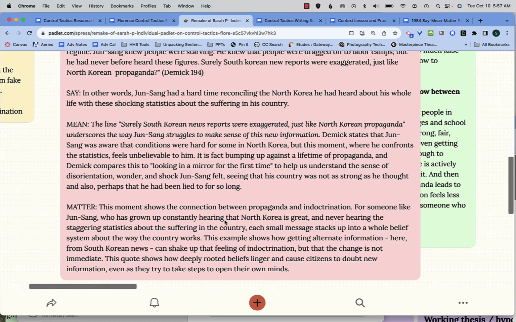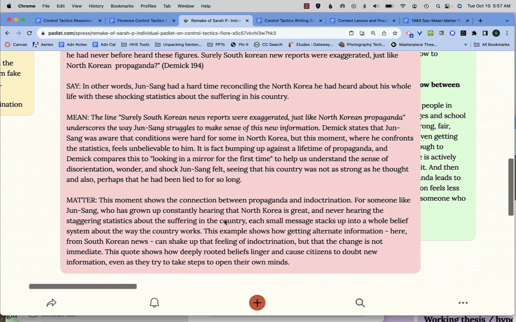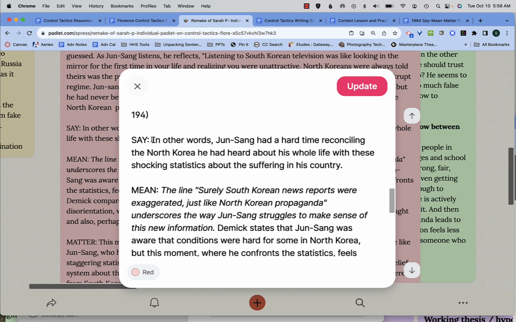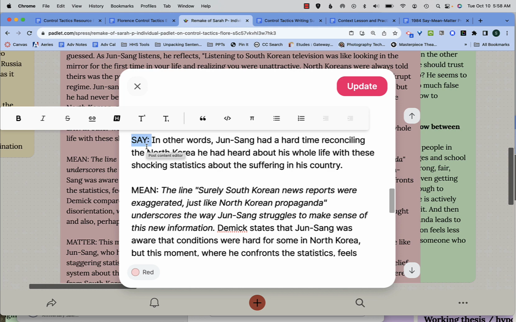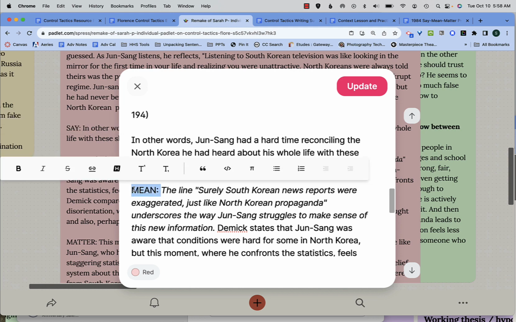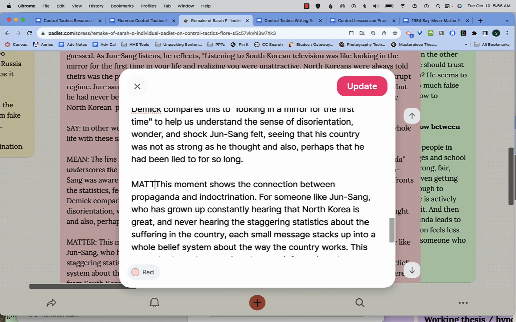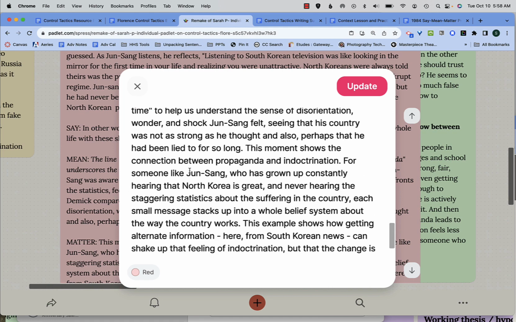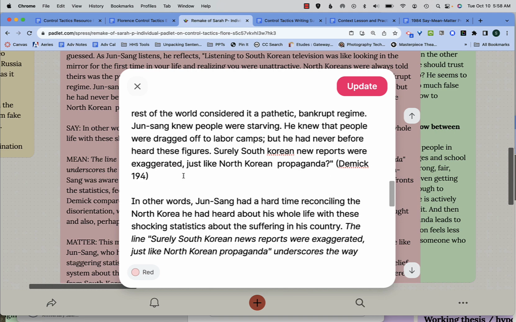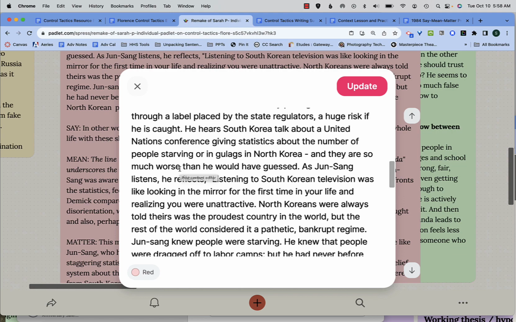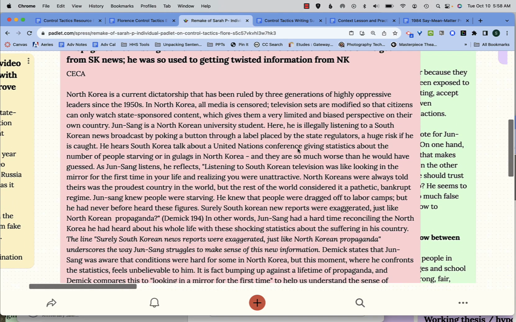Okay, I now have a say and a mean and a matter. I'm going to combine those together into one paragraph of analysis, and then I think I'm done. You might not want to do this until you feel confident about your analysis. You're welcome to keep it labeled as say, mean, matter, but eventually you will combine your say and your mean and your matter into one long analysis section. And this flows right out of my quote. And now I have a whole body paragraph done.